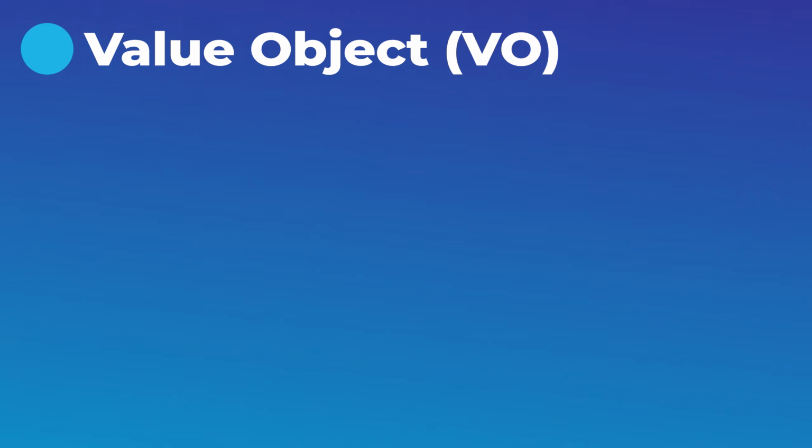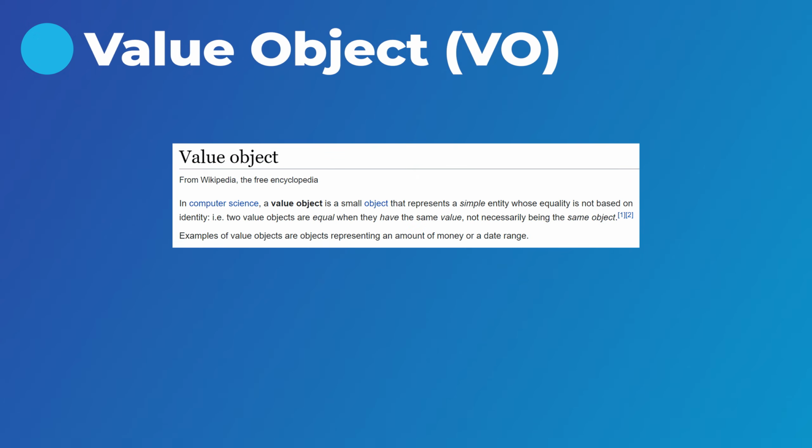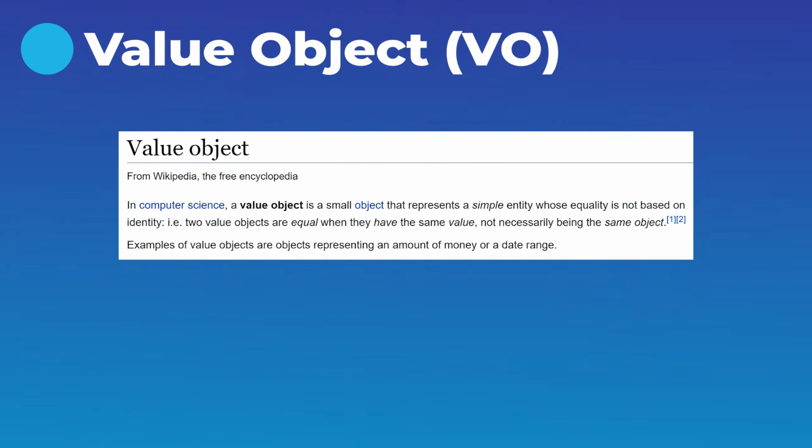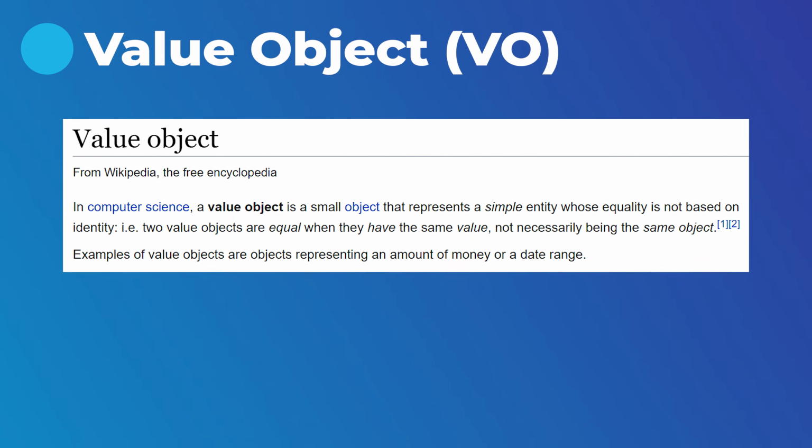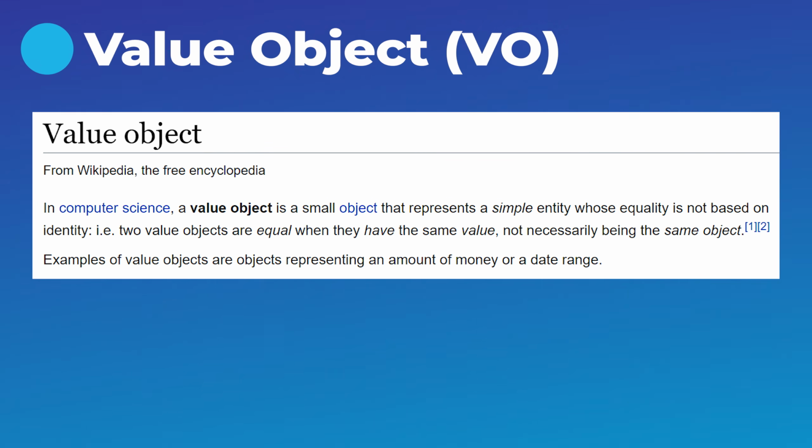So what is a value object? A value object, based on the formal definition, is a small object that represents a simple entity whose equality is not based on identity.